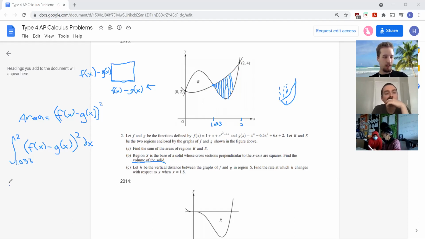Okay, so now, if you get this, you can let the calculator do the work. Remember, we're only going for 1.033 because that's where the solid starts. And so you can put in f of x, which is 1.